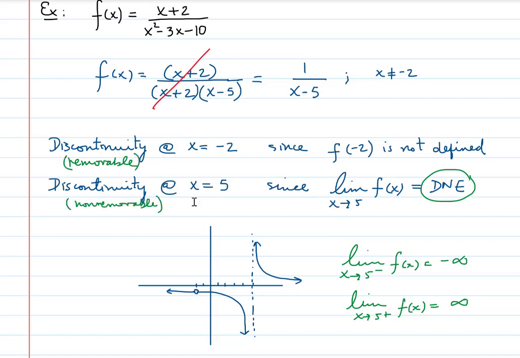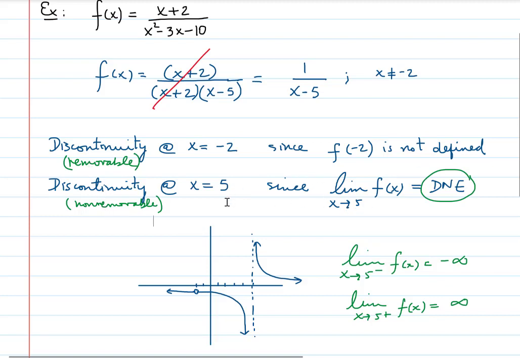So again, why is it removable? Because I can define or redefine this function so that f(−2) is defined at that hole, and that would make this part continuous, right? But for the other point at 5, where the vertical asymptote is, there's nothing I can define f(5) to be to connect those two and make it continuous at that point. So that's what we call non-removable. It's actually also called an infinite discontinuity, but we're only going to classify them as removable or non-removable for our purposes.